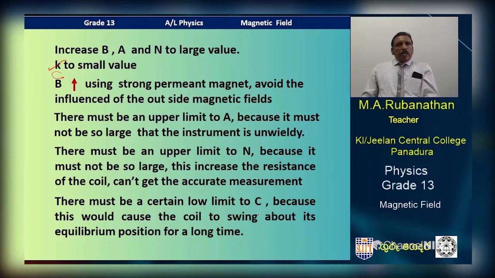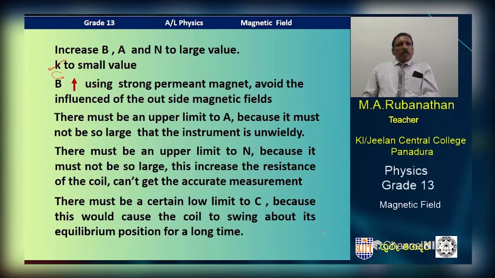So we want to increase A. But there must be an upper limit to A. We can't continuously increase A, although if we increase A, we get more sensitivity for this galvanometer, no? We can't continuously increase A, because it must not be so large that the instrument is unwieldy. If we increase the value of A, the instrument must be large, so it is very difficult to carry. So we have some upper limit to A.